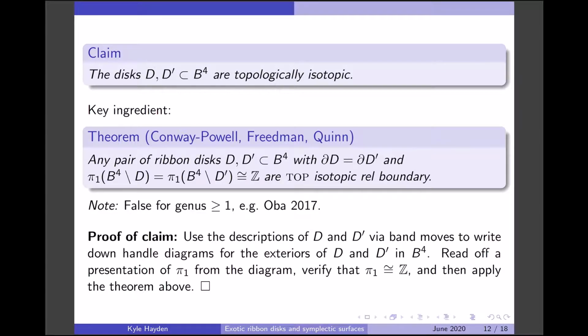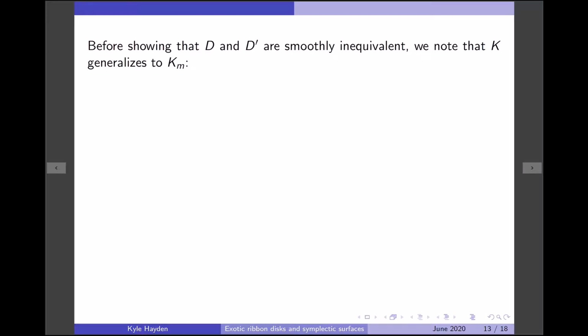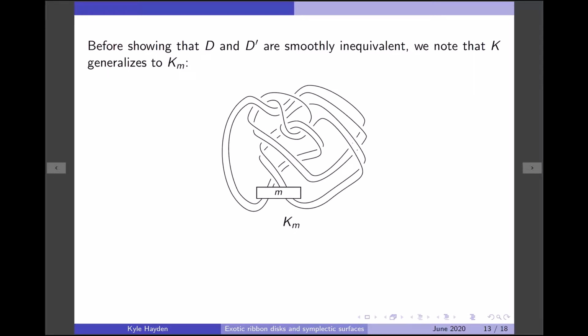Okay, so we said that we want to show that these disks D and D prime are smoothly exotic. But before distinguishing them smoothly, I want to note that we can generalize them. So K can be generalized to a family of knots Km by introducing m right-handed full twists along the 4 strands that pass through the box as shown in the diagram below.